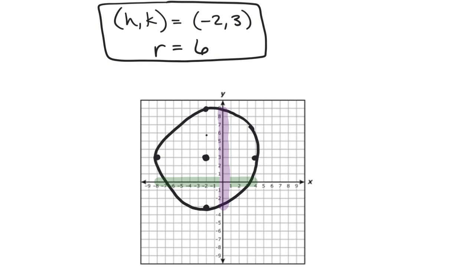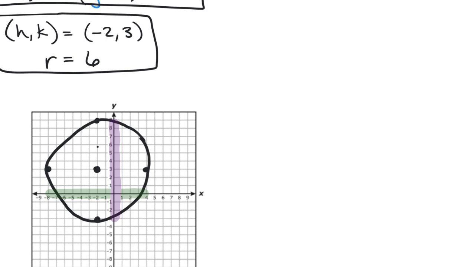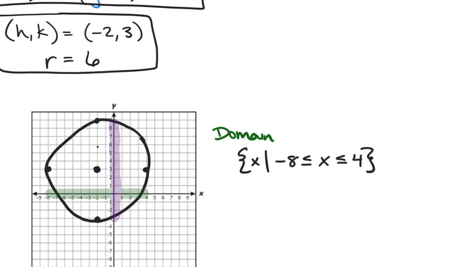Right before lunch, we were looking at this one. All that we have left to do is write down the domain and range for this function. But we've already identified it. So if we're talking about the domain, we just want the x values where this graph shows up. In set notation, this would be x such that negative 8 is less than or equal to x, which is less than or equal to 4. And in interval notation, that's from negative 8 to 4.